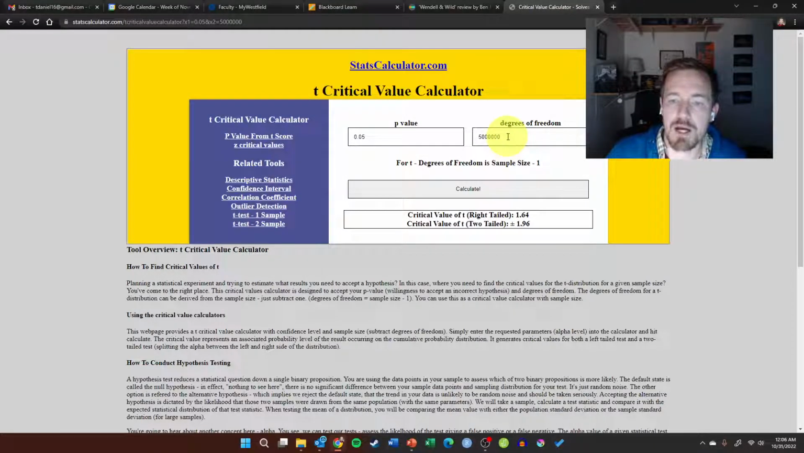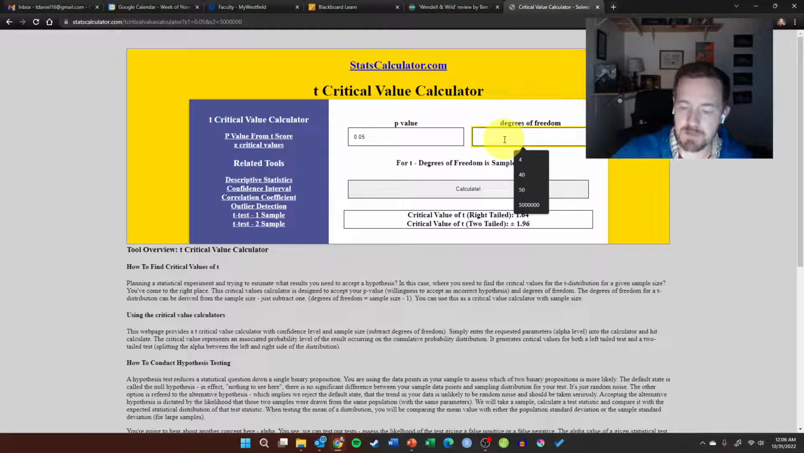So that's where we come to our critical value calculator for t-tests. For us, we have a p-value of 0.05, that's our alpha level. Our degrees of freedom, remember, is going to be 5 minus 1, which is going to be 4.